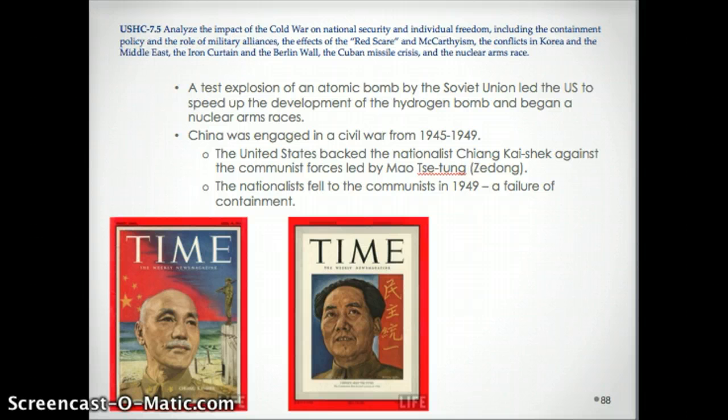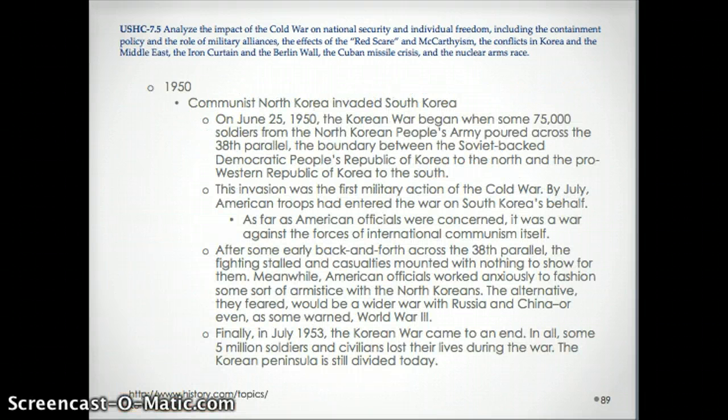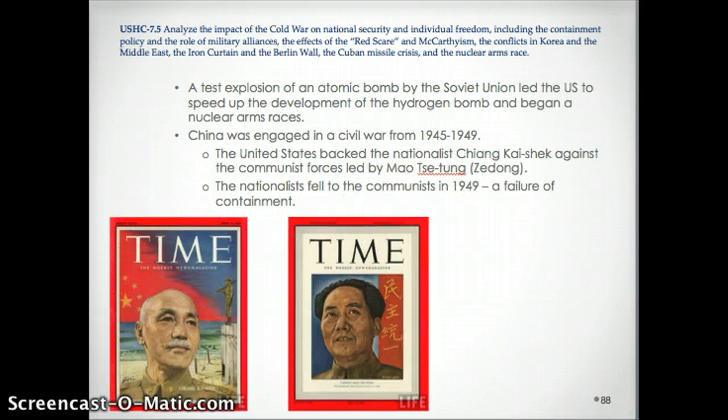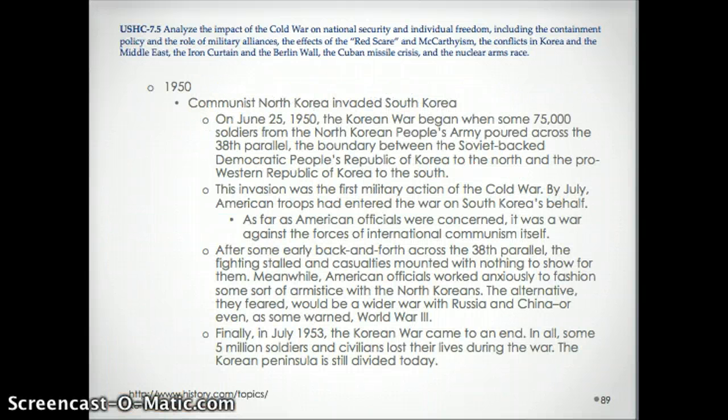Also, China had been engaged in a civil war between 1945 and 49. The United States backed a nationalist leader, a guy by the name of Chiang Kai-shek, against the communist forces led by Mao Zedong. The nationalists ended up losing to the communists in 1949. This is a failure of containment, and it looks really bad on Truman. In fact, a lot of people in the United States say that Truman lost China. And Mao ends up leading China. China's still communist to this day. Mao's considered to be one of the greatest leaders in all of history.